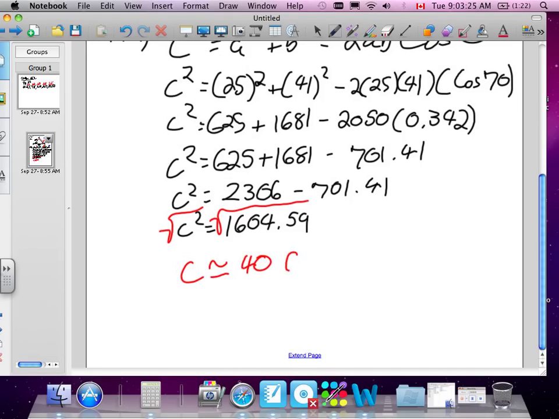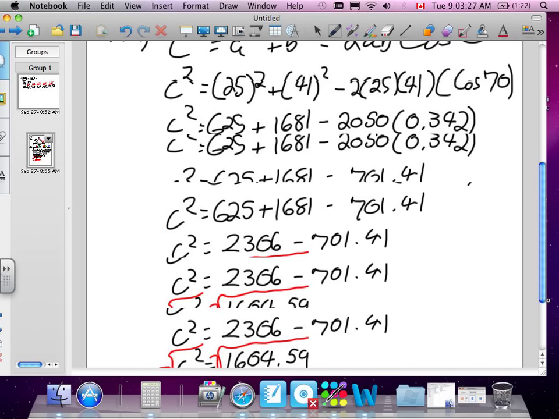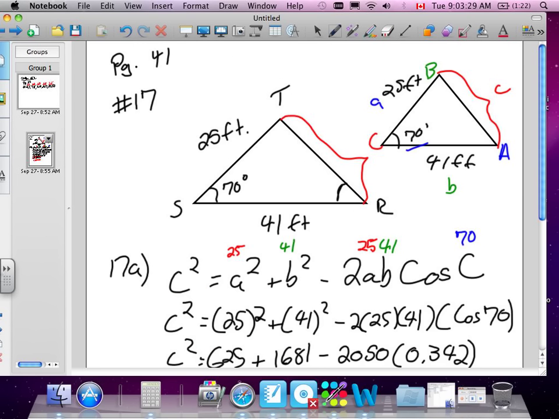So we go all the way back up here. Side TR is 40 feet long. Okay? That's 17A.